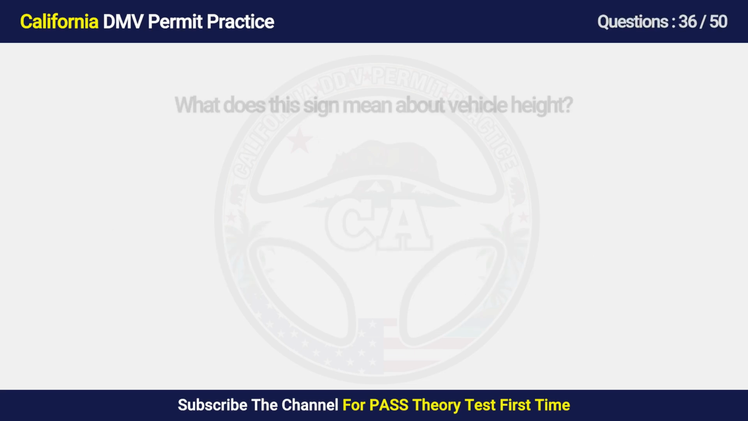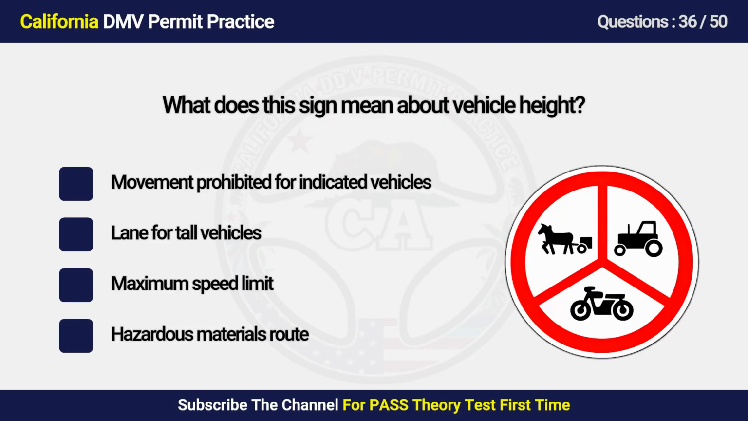Question 36. What does this sign mean about vehicle height? A. Movement prohibited for vehicles. B. Lane for tall vehicles. C. Maximum speed limit. D. Hazardous materials route.